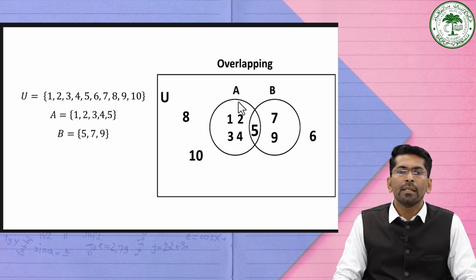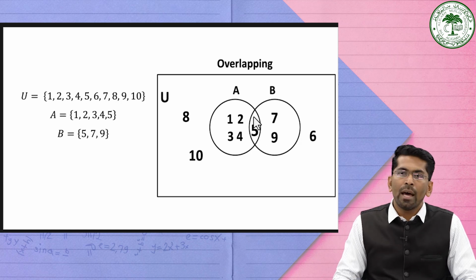Here set A is represented by the circle on the left, containing the elements 1, 2, 3, 4 and 5. And set B is represented by the circle on the right, which contains the elements 5, 7 and 9. The overlapping region represents what is common to both set A and set B. In this case, 5 is the overlap. That means 5 is present in both set A and set B, because both share the common element 5.